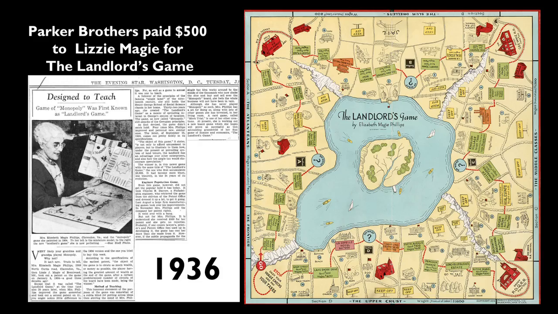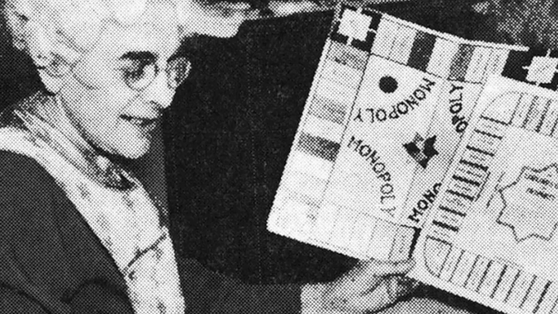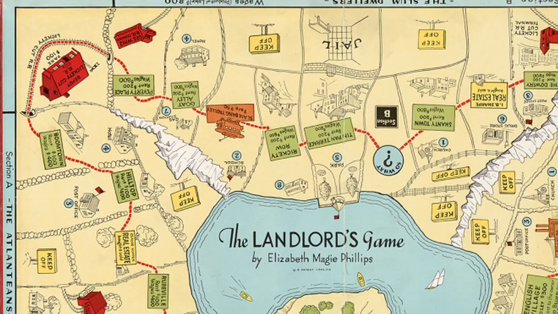In this 1936 interview, the Washington Star asked Lizzie Magie how she felt about being paid $500 when her original concept was making millions for Charles Darrow and Parker Brothers. And she said, "This game can teach people about the hazards of monopolies. So regardless of how little I'm paid, if Parker Brothers now issues a version of the game that shows the problems of monopolies, I'll be glad."